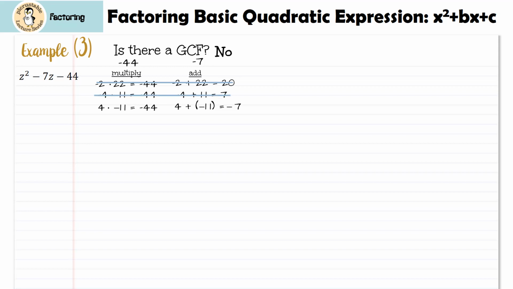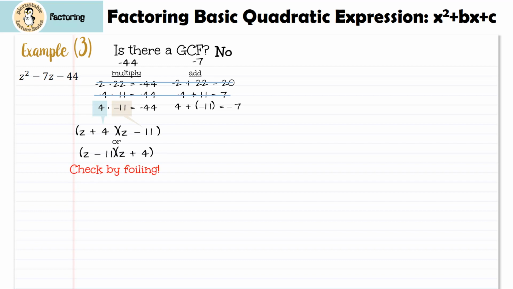Great! We're almost done. We're going to make our parentheses. And in this case, we're going to have z's, because remember, when we FOIL, the first term needs to be z squared. So z times z is z squared. Now, all we have to do is put in our plus 4 and our subtract 11. And we did it! Maybe you put in negative 11 times 4. Well, in that case, you'll have z minus 11 times z plus 4, and it doesn't matter.